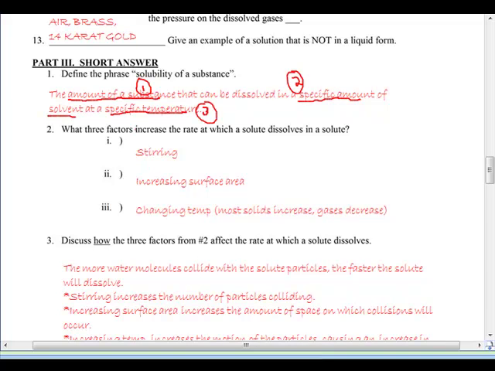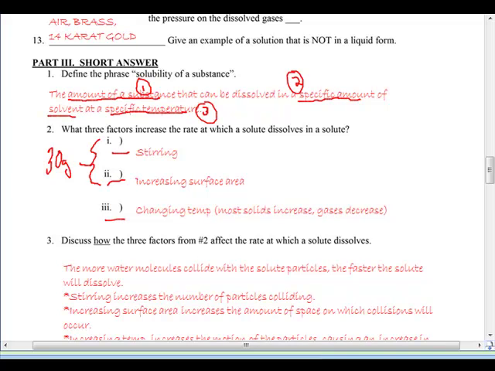All right, number 2. Which 3 factors increase the rate at which a solute dissolves? Stirring. You could stir it, get it to go faster. You could increase the surface area, or you could change the temp. These first 2 things, it's not going to affect how much you can get dissolved. It's just going to affect how fast. So if you can only get 30 grams dissolved, it doesn't matter how long you stir for. It doesn't matter how small you make those particles.